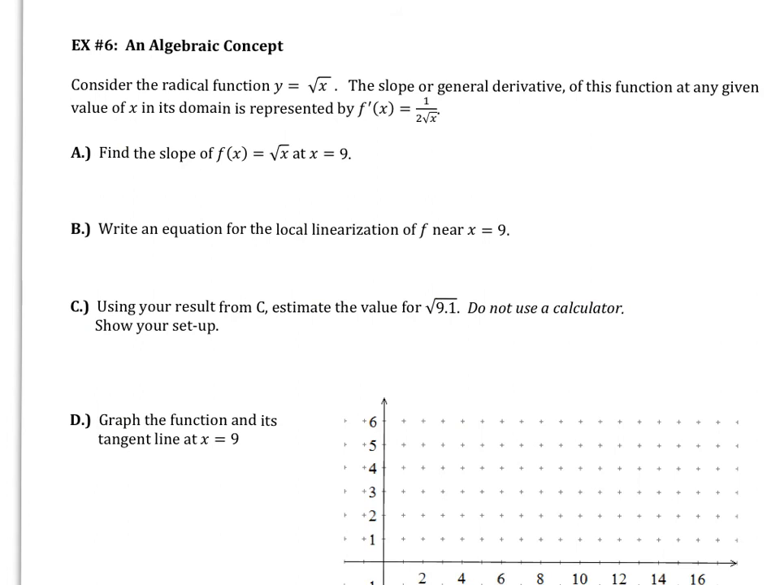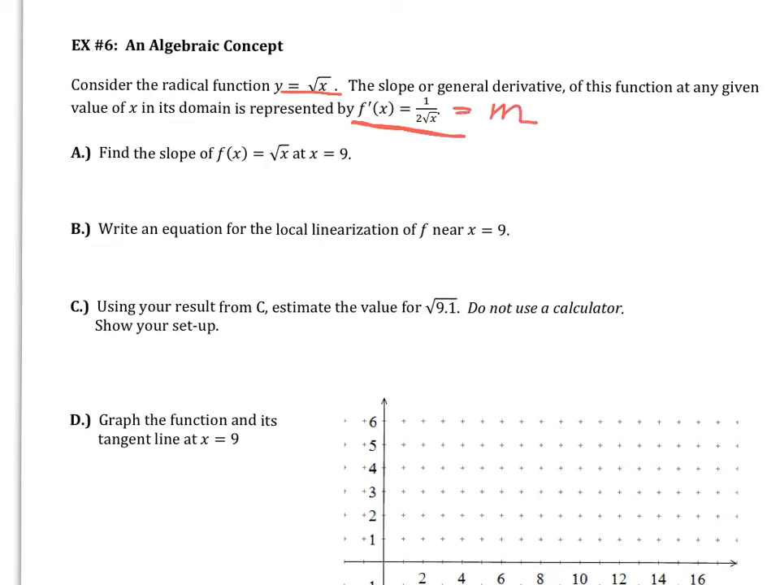Okay, so now it says consider the radical function y equals the square root of x, and the slope or the general derivative of this function at any given value of x in its domain. So they're just giving you the derivative. Now hang in there because we're going to start doing the derivatives on our own. This is the derivative, which means this is our slope.